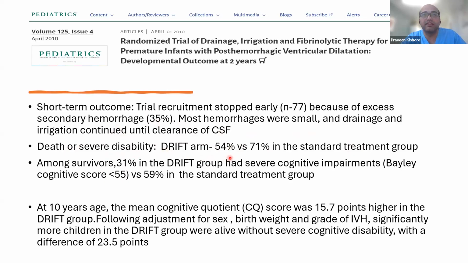Death or severe disability, the DRIFT arm had fewer deaths. I do not know whether it was statistically significant, but it was 54% versus 71% in the standard treatment group. Now you have to remember this study started in 2007, 2008.